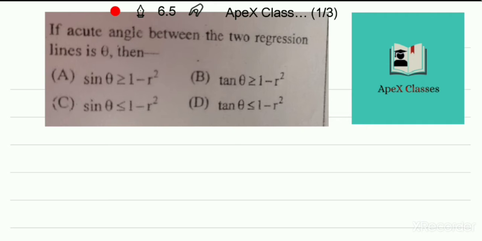Today we will discuss a question on regression coefficients. The question is, if the acute angle between the two regression lines is theta, then four options are given, and we have to select the correct option.